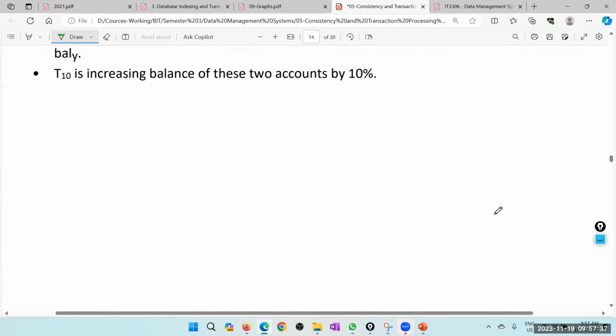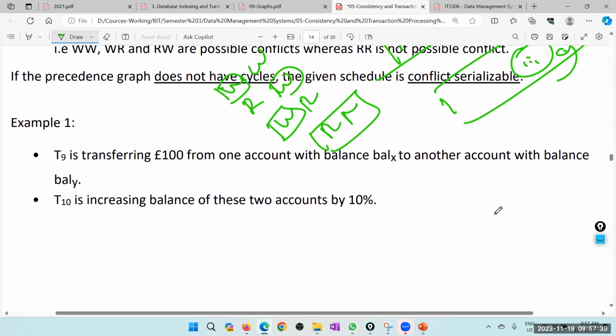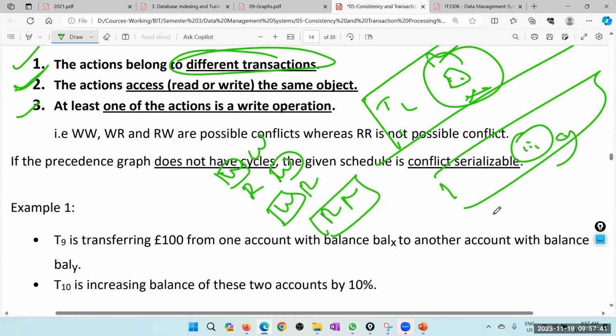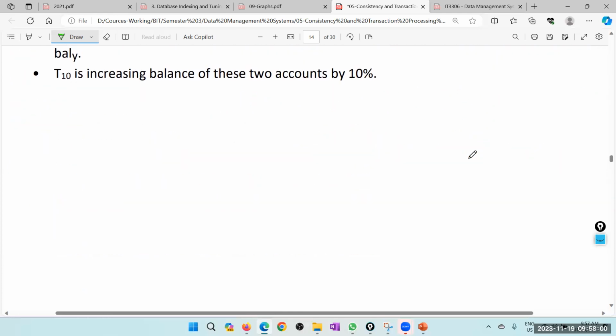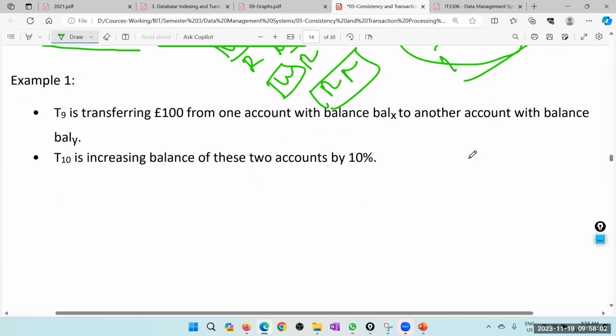Right. So let's take an example. Of course, there's a way to find whether it's conflict serializable or not, which we will look at later. We have to draw the precedence graph and see whether there are cycles. If there are cycles, it is not conflict serializable. If there are no cycles, it is conflict serializable. So that we will look at later. Okay. Right. So let's take our first example.